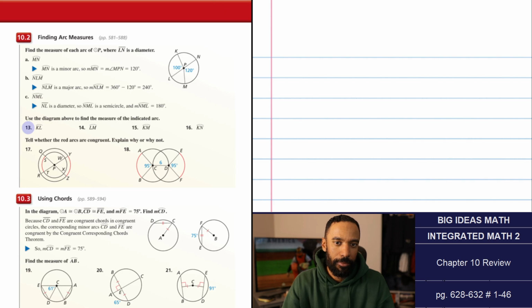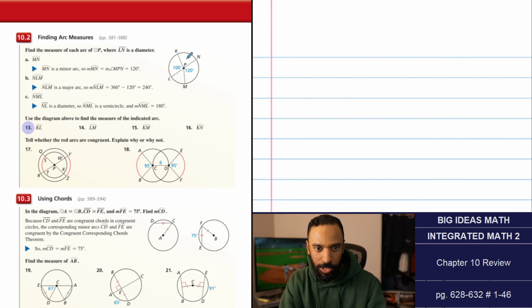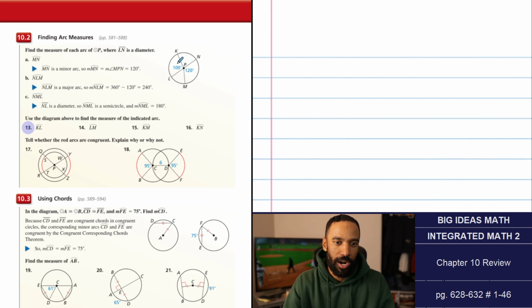If LN is a diameter, let's talk shortly on a couple things. Number 1, we're talking about central angles, like this one, or this one, or this one. Any central angle has the same measure as its intercepted arc. So if this is 100 degrees, then this is also 100 degrees, things like that.